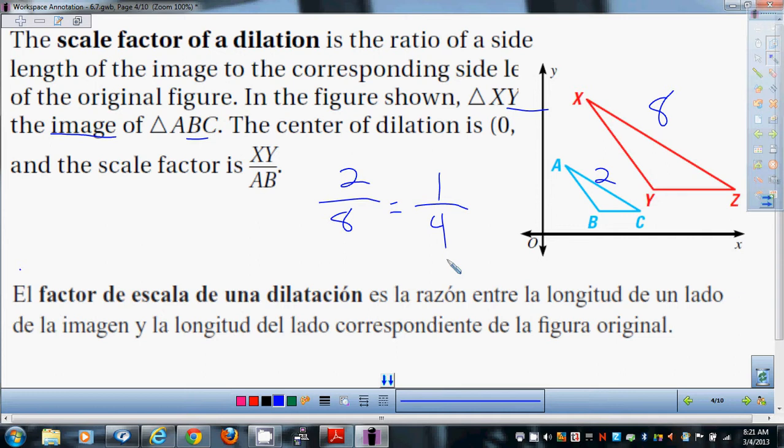You're going to have pictures today like that. And then you're going to have like a 4 and an X and a 2 and a Y or something. And you have to find the missing pieces by using the scale factor of dilation, which is the same exact math we did last week. It just looks a little different, and it's called something different, but it's the same thing. You're just using scale factors to solve for the missing pieces on similar polygons.